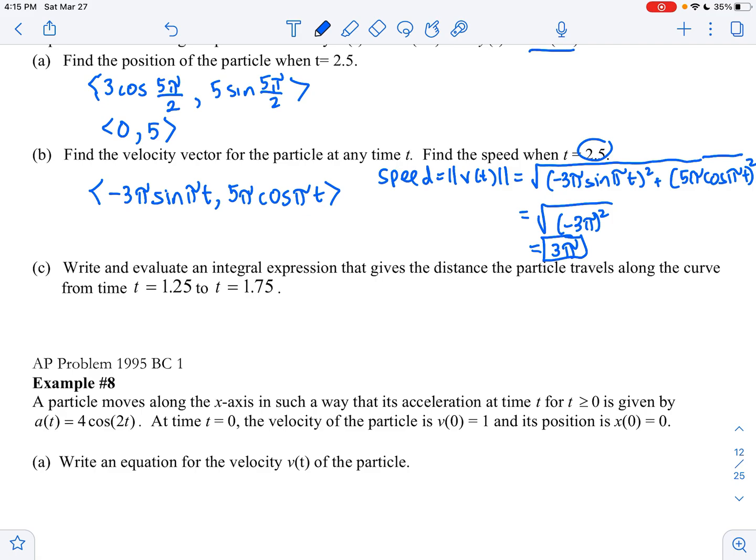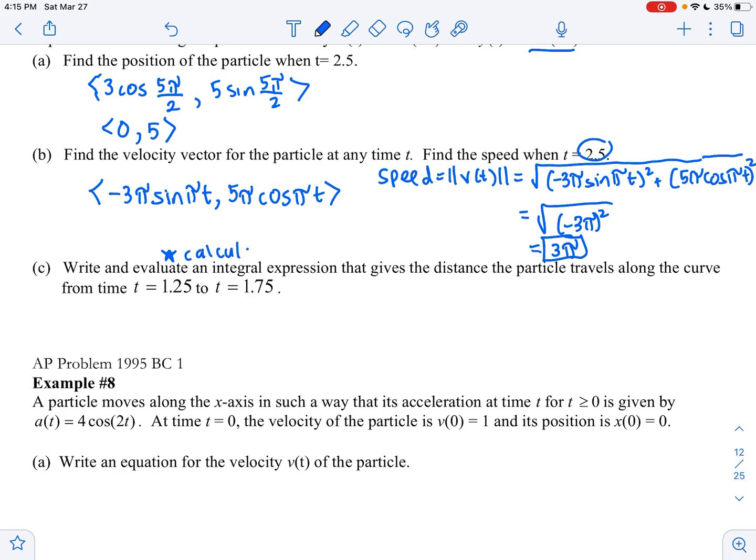Now contrast that, because these two concepts, speed and distance traveled, get mixed up a lot. Write and evaluate an integral expression that gives the distance the particle travels along the curve from t equals 1.25 to t equals 1.75. So we want to find the length of the curve that's traveled. The arc length formula is what you're thinking of. This one was a calculator question, so I'll put a little star by this.